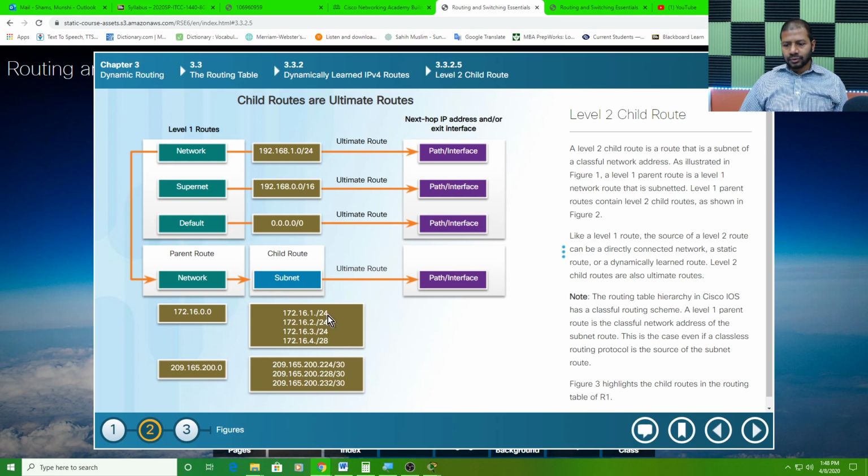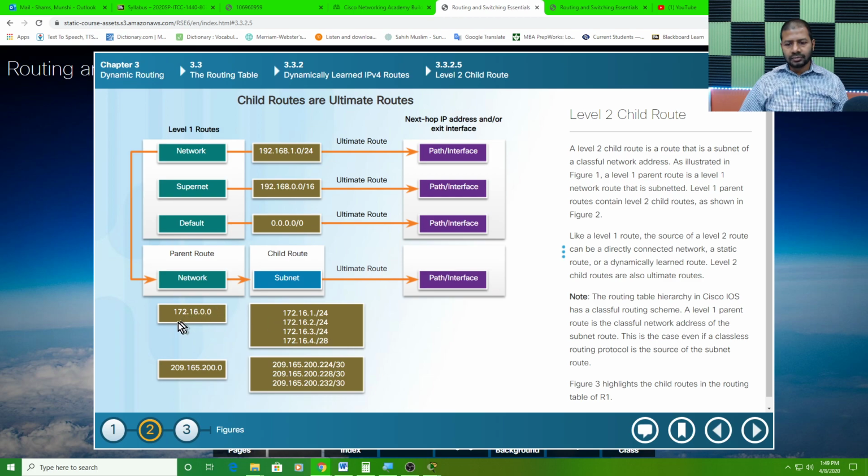Several networks with /24 and /28 masks are being discussed here. All of them are summarized by this route, 172.16.0.0. That's a parent route, and these right here are the child routes. This one has been subnetted into all of these.